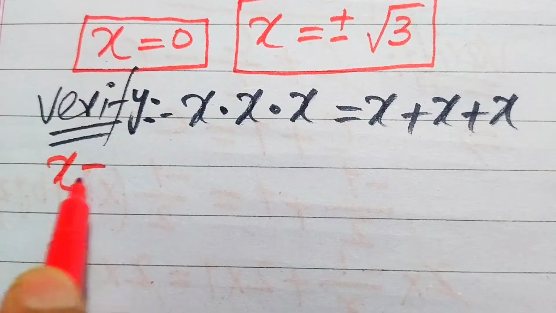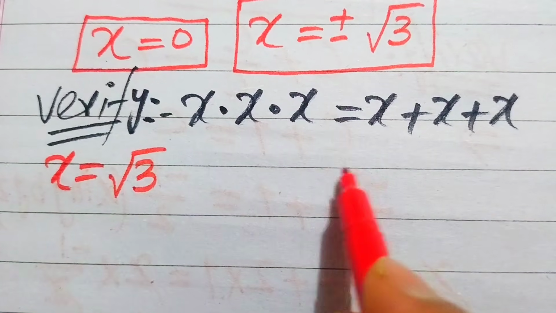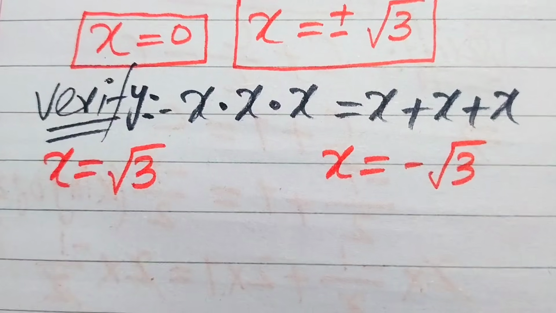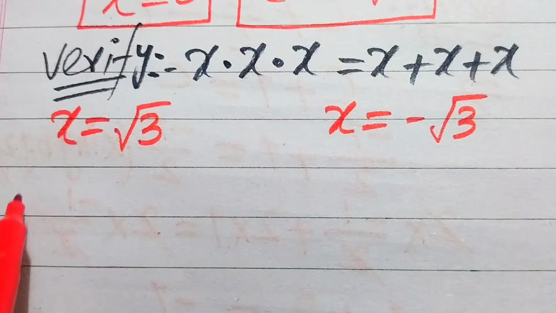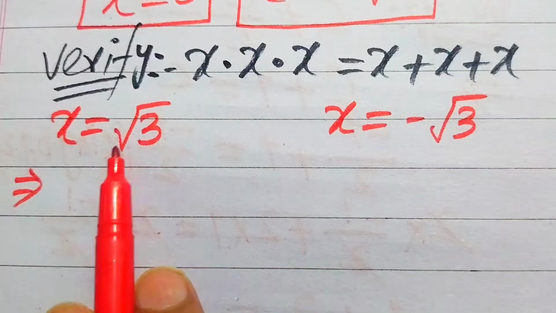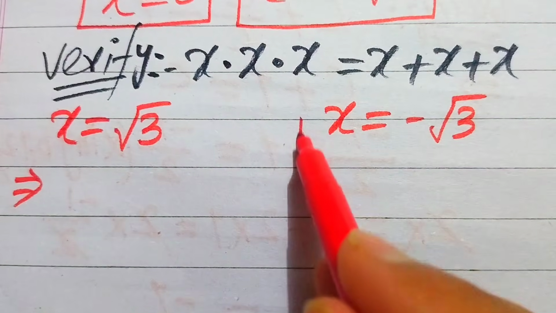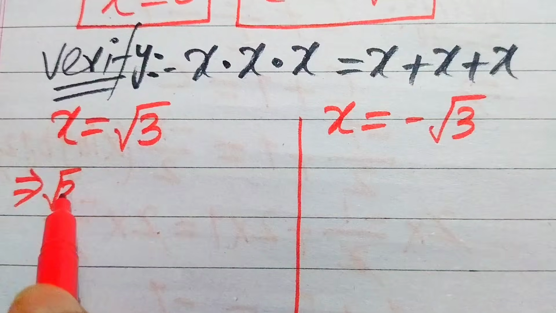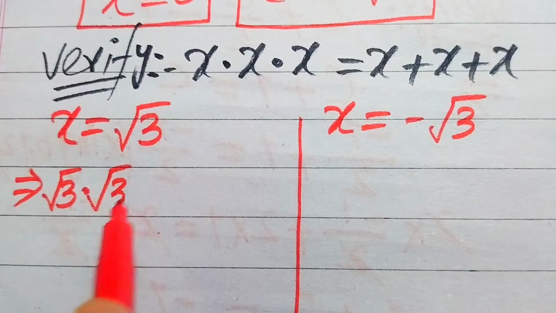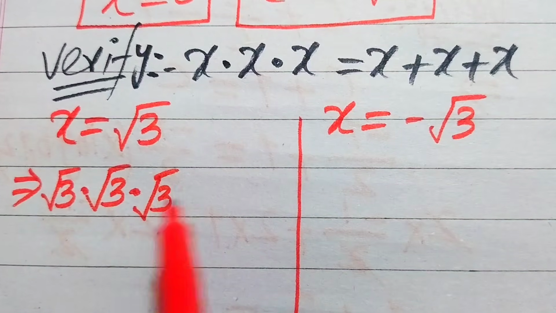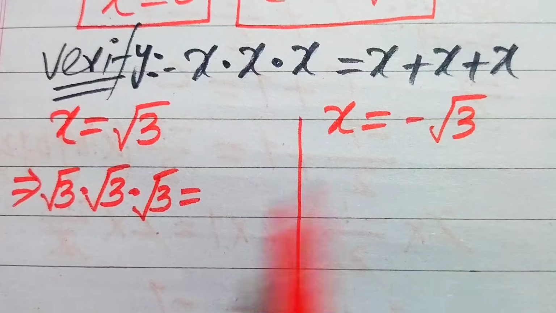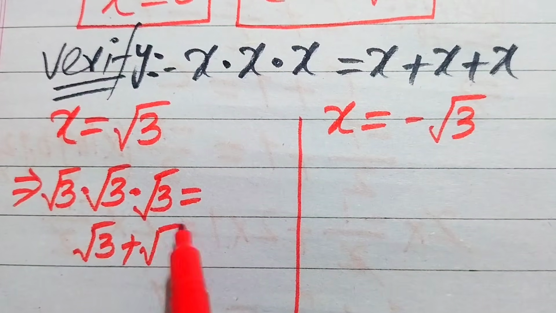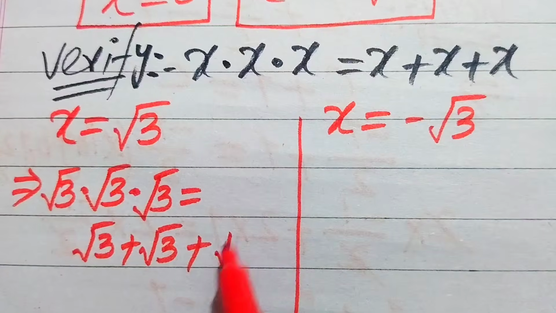So on this side we verify x is equal to plus square root of 3, and on this side we verify x is equal to minus square root of 3. So when you put this value into the left hand side of the above equation, it will be written as square root of 3 multiplied by square root of 3 multiplied by square root of 3 is equal to, in the right hand side we have square root of 3 added 3 times in this way.